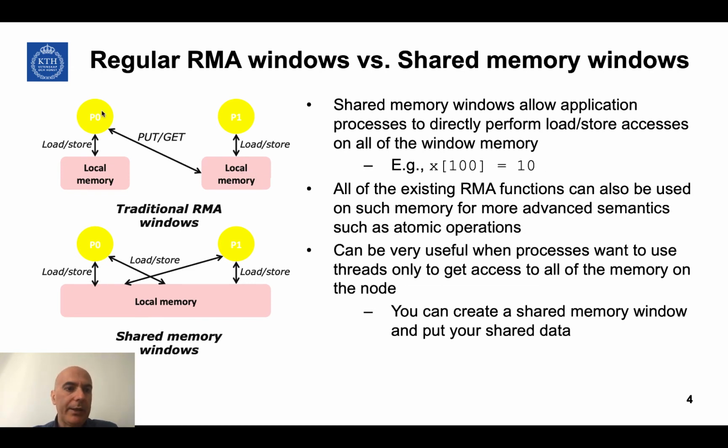But we can also write to the local memory of another process by just using put. If you want to read, we can also do a get and send from the other process's memory to the local process, just using MPI windows. All the existing RMA functions can also be used on such memory for more advanced semantics such as atomic operations. For instance, we can look at MPI_Accumulate, and so on. This can be very useful when processes want to use threads only to get access to all the memory on the node. For instance, you can create a shared memory window and put your shared data.